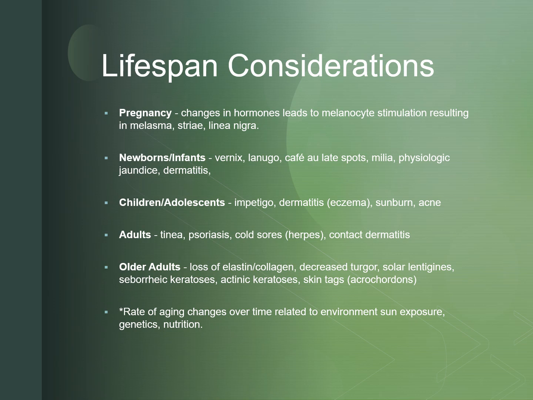In adults, we want to think about chronic and environmental exposures, common conditions, fungal infections like tinea or ringworm, psoriasis, cold sores, and contact dermatitis. So lifestyle and occupational exposures play a big role here in adults. And then older adults, where we start to see structural skin changes due to loss of collagen and elastin, which result in decreased skin turgor, thinning, more fragile skin. Common findings, we see age spots, skin tags, and these older adults are at higher risk for skin breakdown and injury.